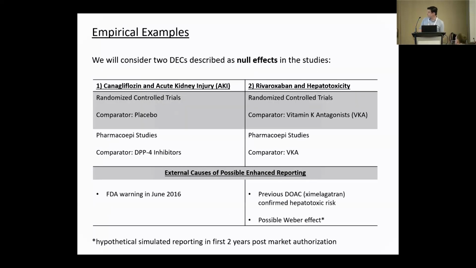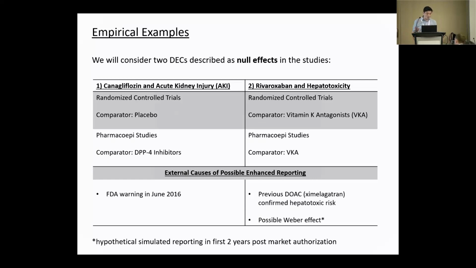So to look at this in more detail, and to understand how these reporting biases may alter the ability to use these active comparator and active comparator class exclusion sets, we'll consider two drug event combinations, which can be described as null effects based on randomized trials and pharmacoepi studies. The first is the canagliflozin acute kidney injury drug event combination I've already described. In the literature, it's been compared against DPP-4 inhibitors. And rivaroxaban and hepatotoxicity has been compared against vitamin K antagonists.